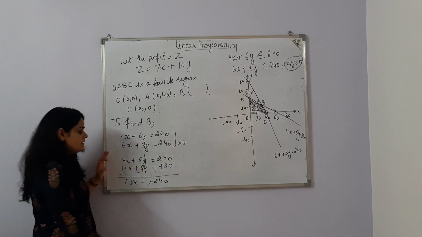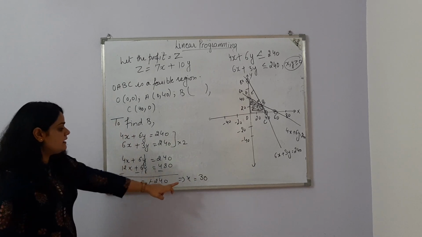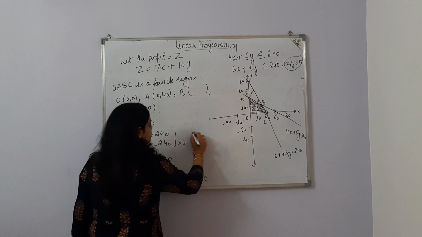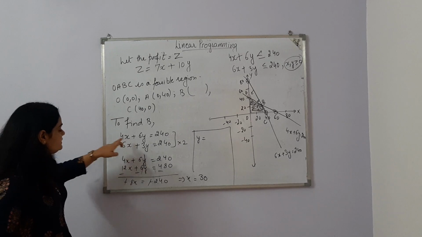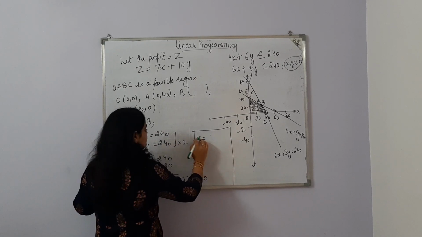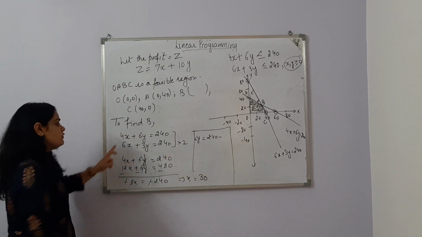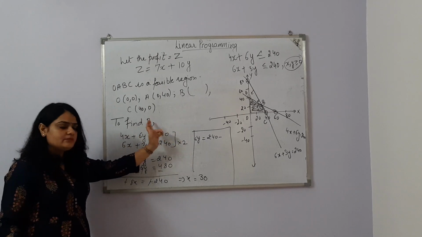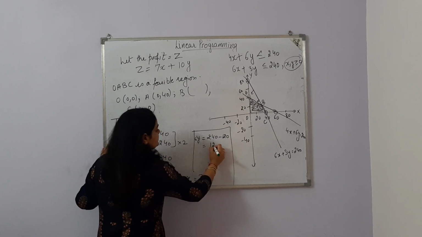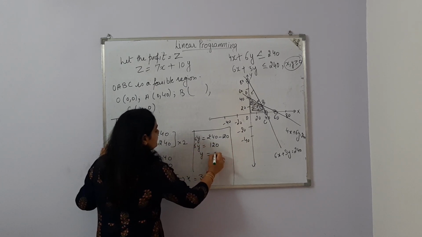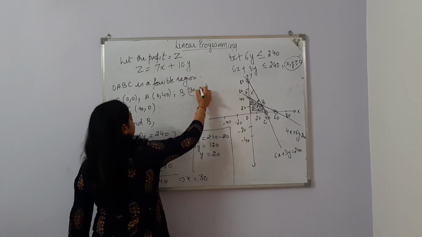Negative sign will cancel with negative sign, and x is 30. Now we find y. x is 30, so first of all, 240 minus this 4x. Whenever this 4x goes to that side, it becomes minus 4x. So 4 into 30 is 120. It becomes 120 equals 6y. y equals 20. Now you have the point x is 30 and y is 20.